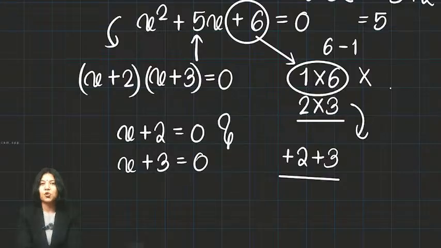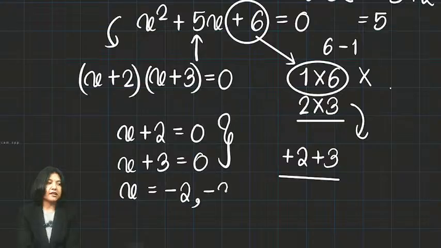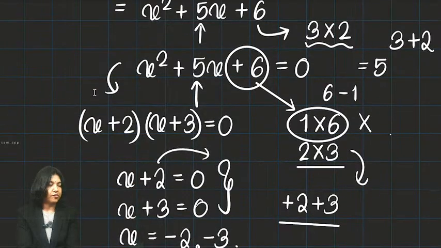So here x plus 2 is 0 and x plus 3 is 0 give me x equals minus 2 or minus 3, because upon taking that number to the other side, it is 0 minus, so it is negative. So this is getting the two factors. This is solving by factorization. Okay, this is the method of solving a quadratic equation.